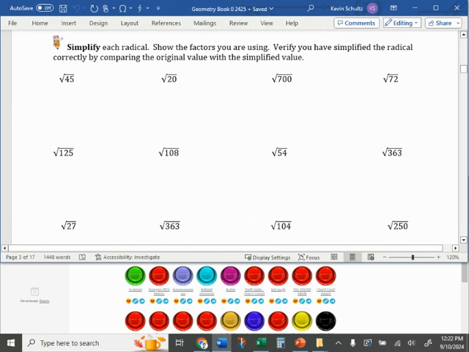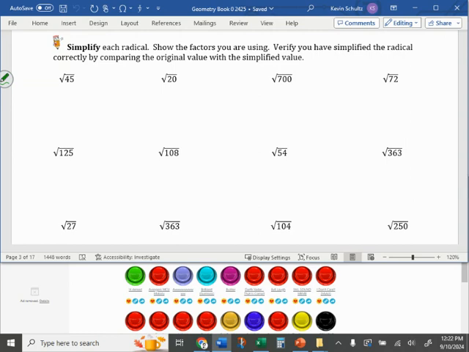Notice these are all non-perfect squares, so we cannot evaluate them. Using a calculator is merely going to give you a rounded decimal answer. That's what we just did up above. We don't want that. We want to simplify them and keep those exact values. So what we're going to do is start with looking at the root of 45 here.